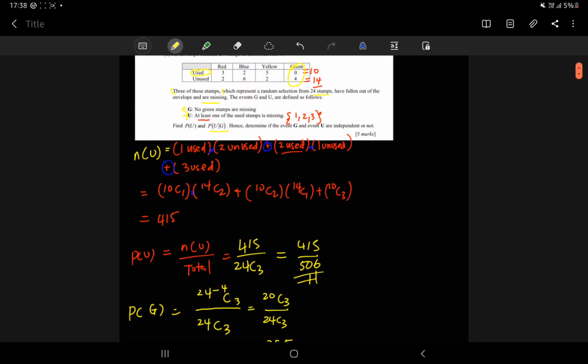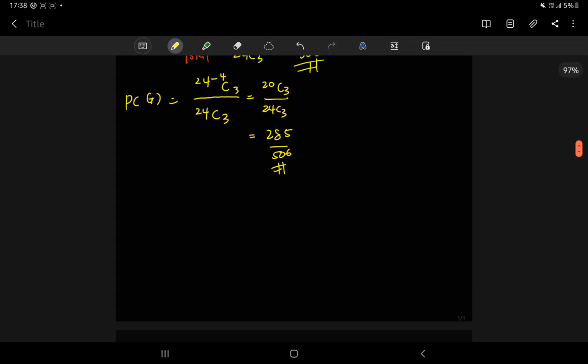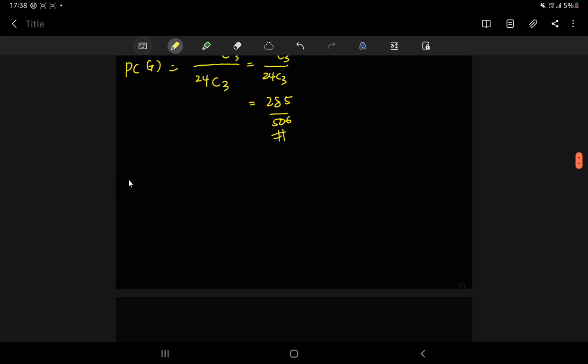And then, okay, last one is to find probability of u given g. Probability of u given g, according to Bayes' theorem, is like this, right? Probability of g. So let's find probability of u intersection g.